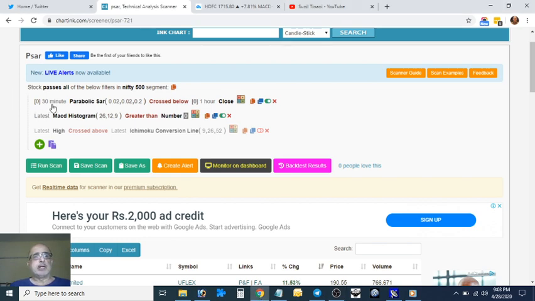It's a 30-minute parabolic SAR, same setting that I showed you, crossing below the close, because you know that when it crosses below, it's a bullish sign. When it crosses above, it's a bearish sign. You know about that. Now, since this is a higher high tool, I have introduced the MACD histogram. It should be greater than zero.